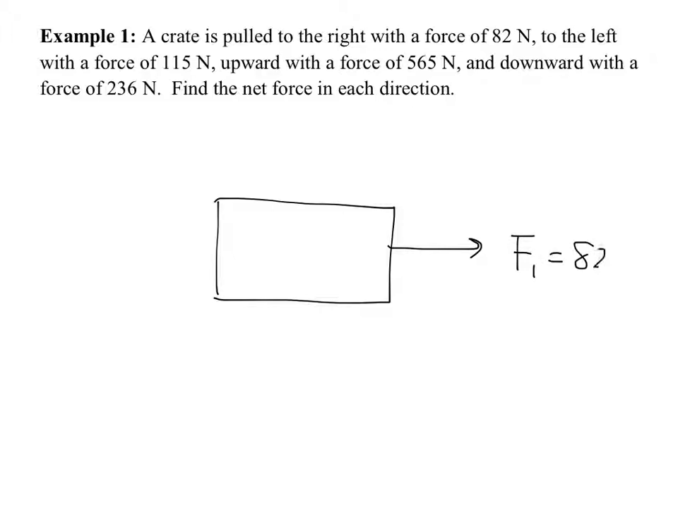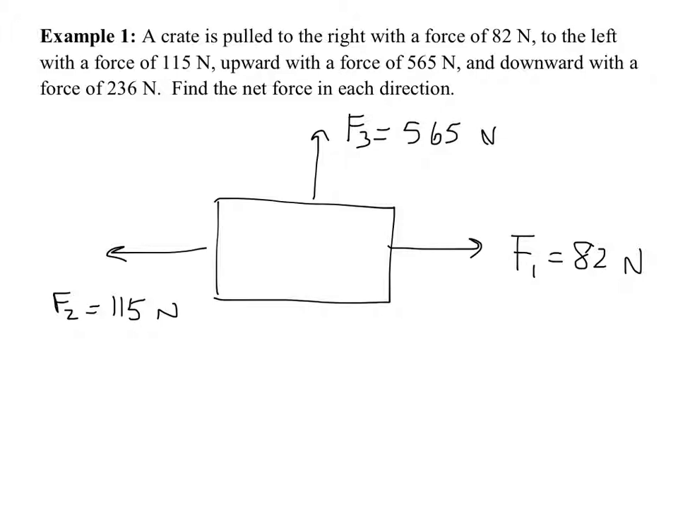So let's call that F1. It's pulling to the right. To the left, we'll call that F2. And I'm not putting a negative in front of the 115 because the arrow is indicating that. In my equations, I'll put a negative. Is that clear? When I draw free body diagrams, these things we talked about yesterday, I'm never going to put negatives on signs. The arrow indicates whether it's pulling left or right, or up or down. 565 upward. And 236 downward.